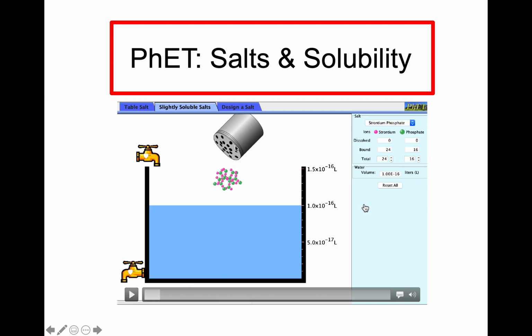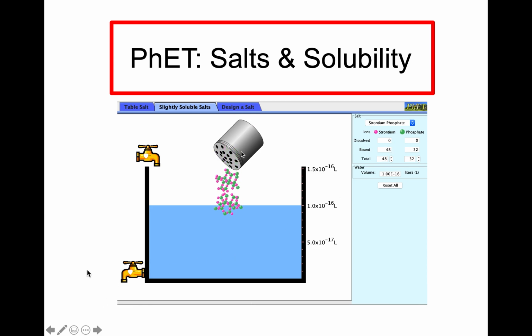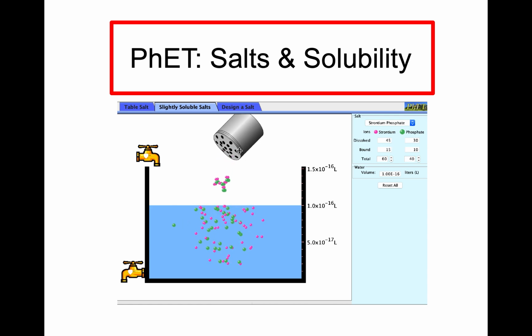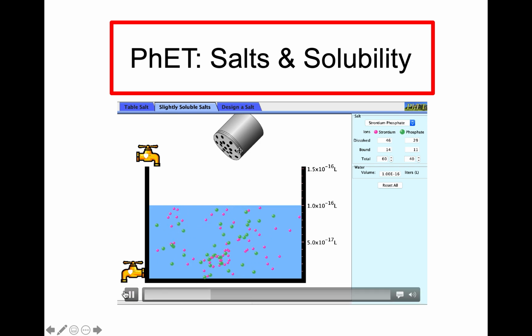I use it initially with strontium phosphate, let's name that. How's it going to dissociate? See the ratio of cations to the polyatomic anion. Consider as it's dissolving. What does it mean now to see solid remaining? How many cations are dissolved? How many anions are dissolved?